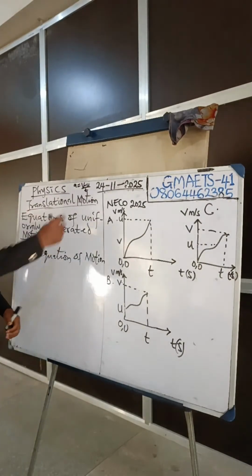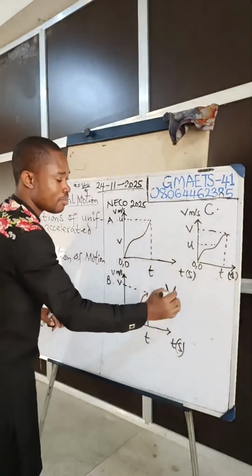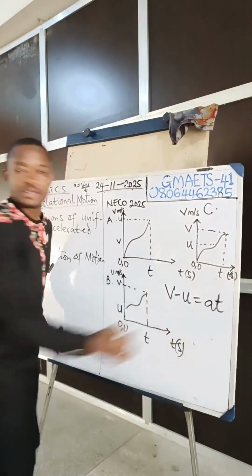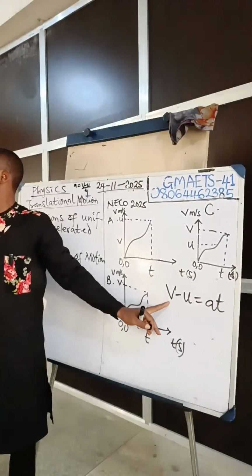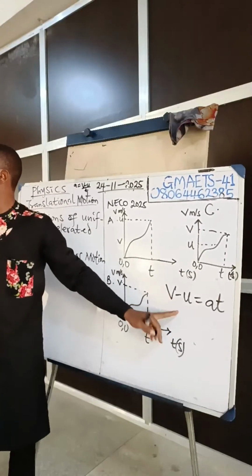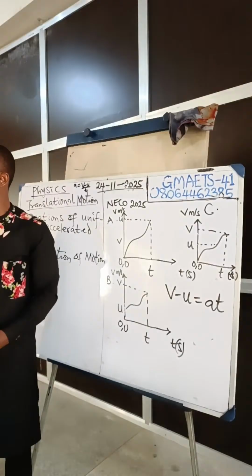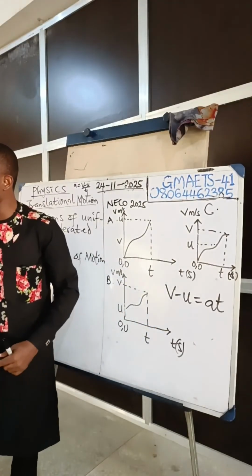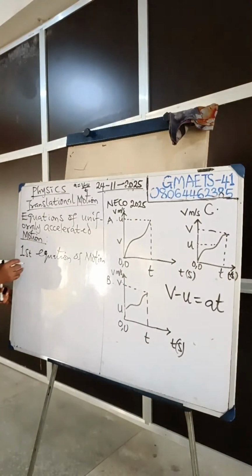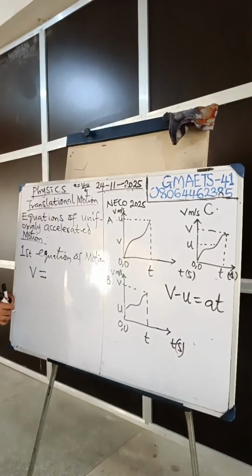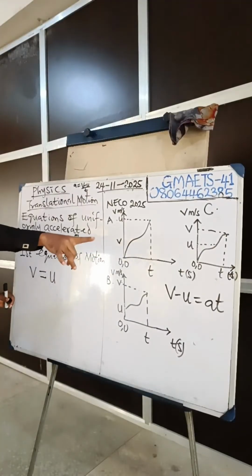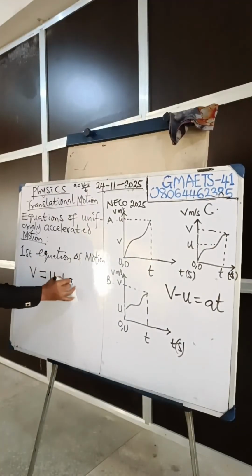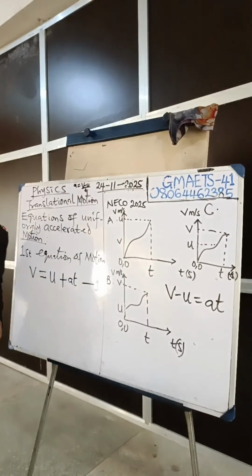No. Remember what you have here, like I said, is V minus U equal to AT. So to make this the subject of the formula, what do we do? Move minus U to the right hand side. If minus is crossing, what happens to it? So that equation, you will get V equal to U will go there. Let us write the U first, and then plus AT. That is our first equation of motion.